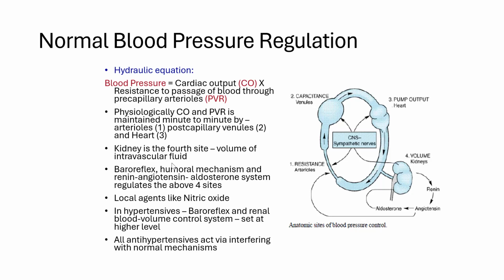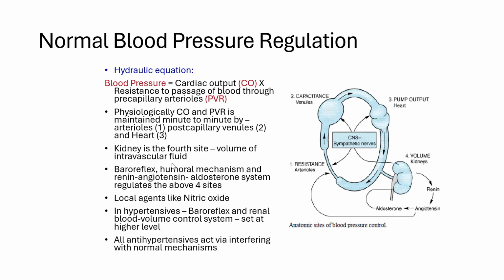First, what is blood pressure basically? Blood pressure is our cardiac output, CO, into the resistance to passage of blood through the precapillary arteries, called PVR. So blood pressure equals CO times PVR. Physiologically, CO and PVR are maintained minute to minute by three components: the arterioles, the postcapillary venules, and the heart.